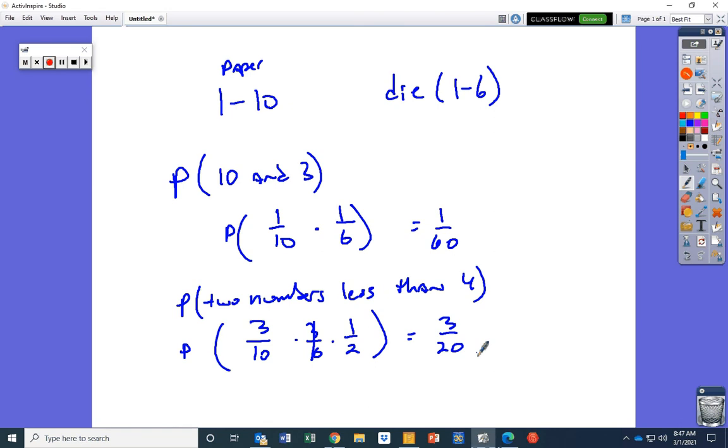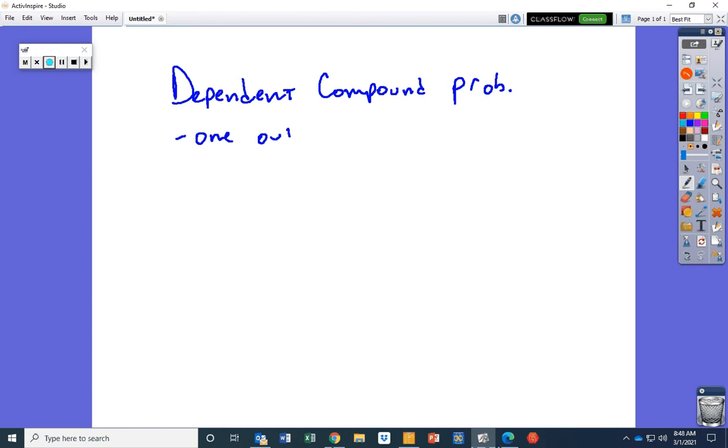Okay. All right. Now, the tricky part is dependent probability. Okay? What do you think dependent compound probability means? Right. If independent means one outcome does not affect the other one, dependent means what? Yes. One outcome does affect the other.